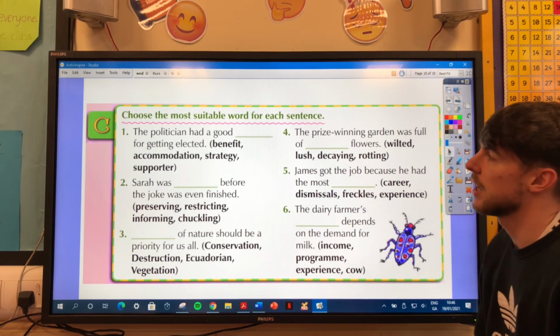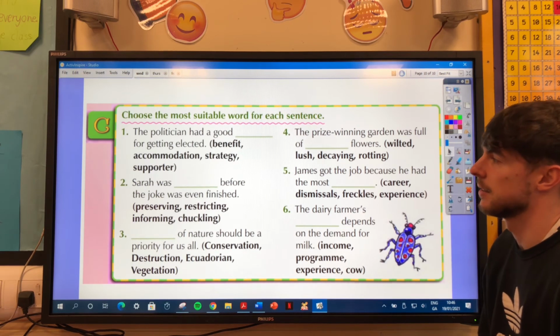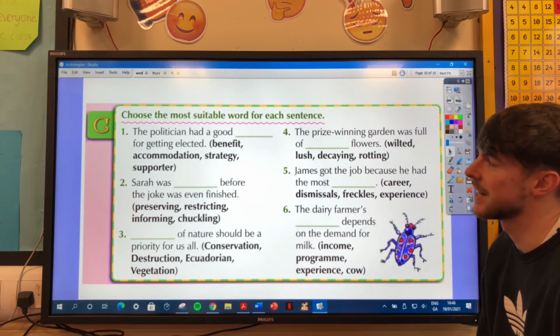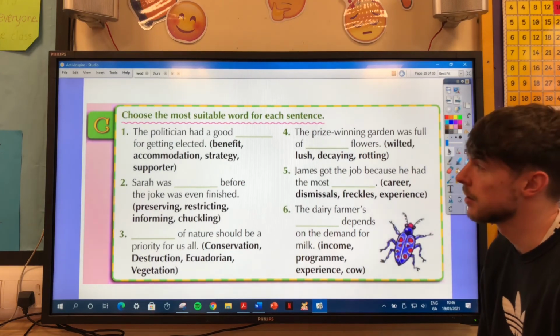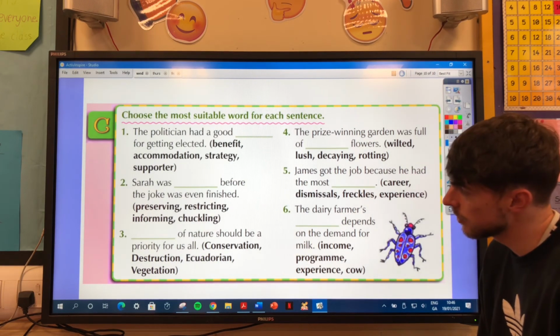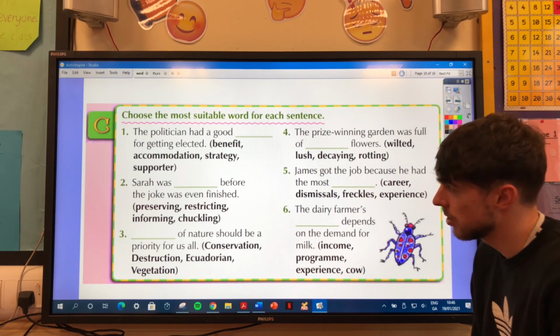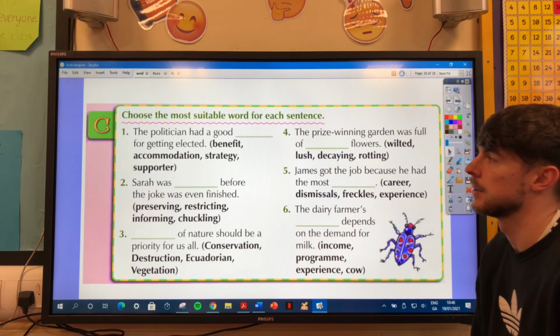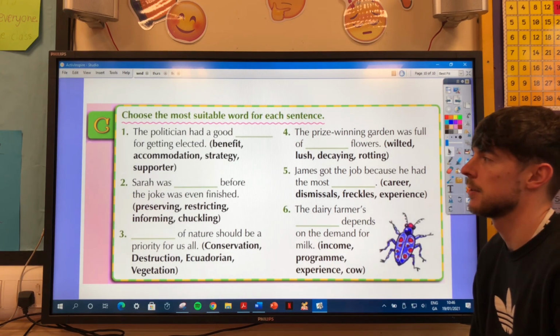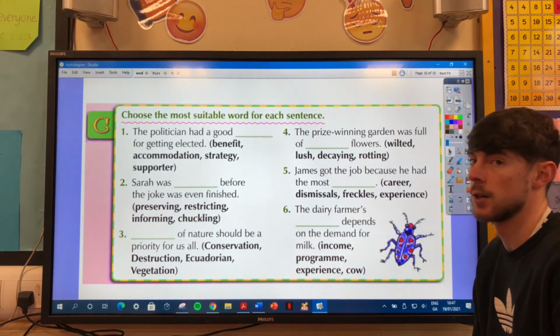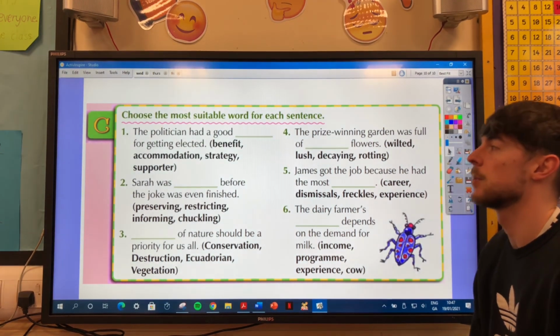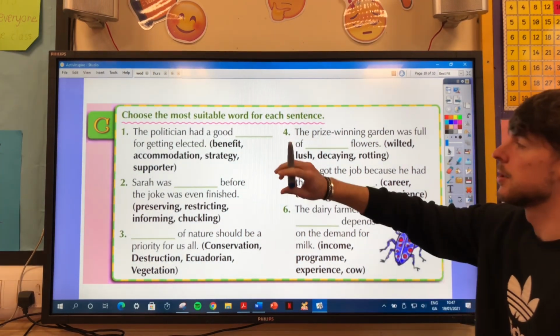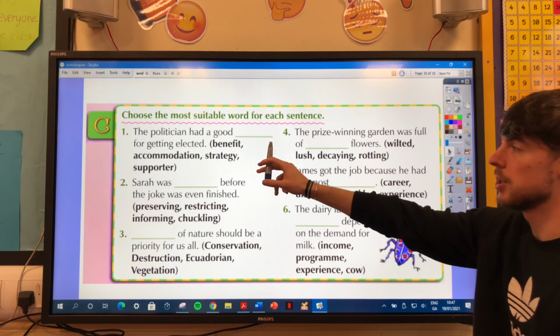Okay, so the politician had a good something for getting elected. Okay, so benefit, accommodation, strategy, supporter. So what would fit the best there? The politician had a good benefit, the politician had a good accommodation, the politician had a good strategy, or the politician had a good supporter. So what's the best one there? Benefit, accommodation, strategy, supporter. So what's the best one? So I would say strategy is the best one, alright? So the politician had a good strategy for getting elected.